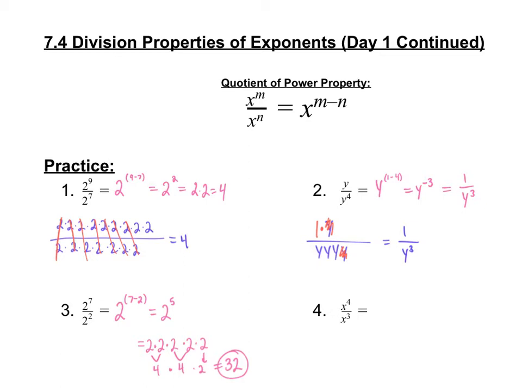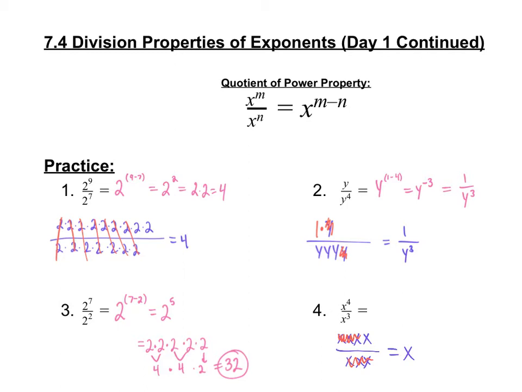All right, number 4, x to the 4th over x cubed. So expanding it out, x times x times x times x divided by x times x times x. It's 4 on top, 3 on the bottom. 3 of the x's on top cancel with 3 x's on the bottom, leaving us with just 1x.